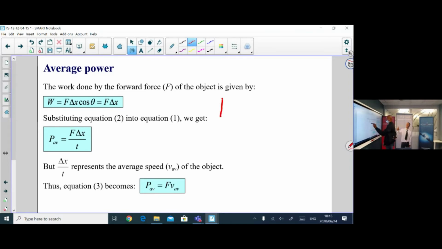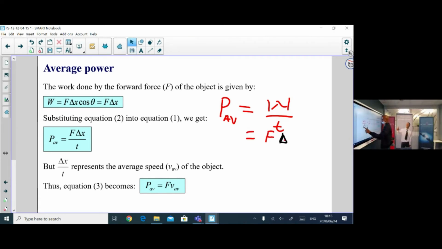That is P average, which is equal to, earlier there we said W over T. That is W over T. Now we know the W. Our W is equal to the product of the force and the displacement or distance, which is equal to F changing X.